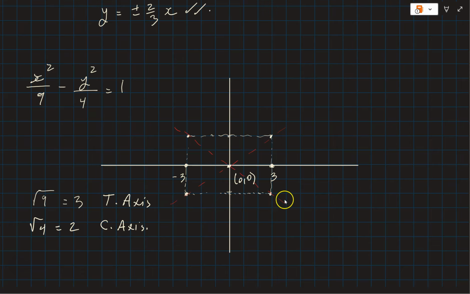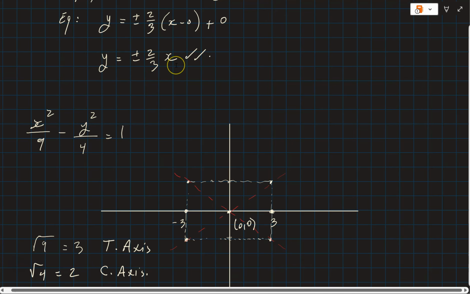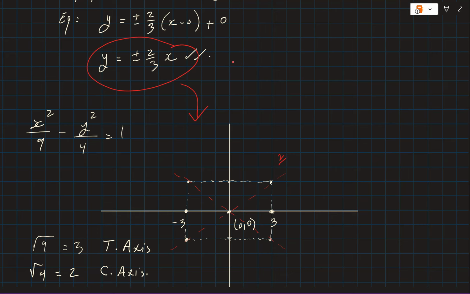So here it is, okay? One is positive slope, the other one is negative slope. The equations we got, which is right here, these are the two equations for the slopes. One is 2/3 x, that one, okay? The other one is negative 2/3 x, and that's y2. Let's call that y1 for the two equations for asymptotes.